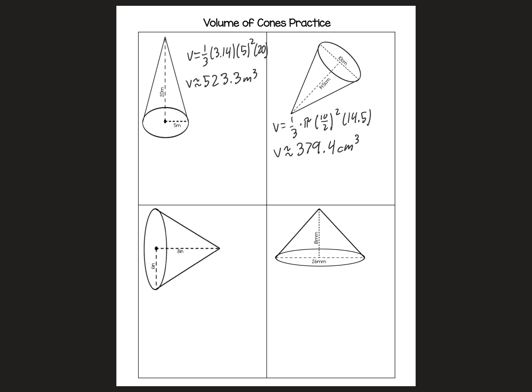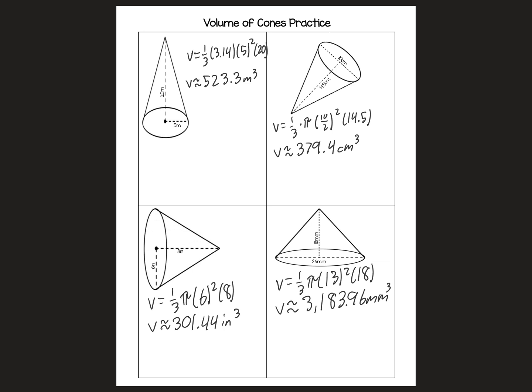That means our volume is 1/3 times pi times the quantity 10 over 2 squared, or 5 squared, times 14.5. This is approximately 379.4 cubic centimeters. Looking at the bottom left example, we have a radius of 6 inches and a height of 8 inches, meaning our volume is 1/3 times pi times 6 squared times 8, or approximately 301.44 cubic inches.